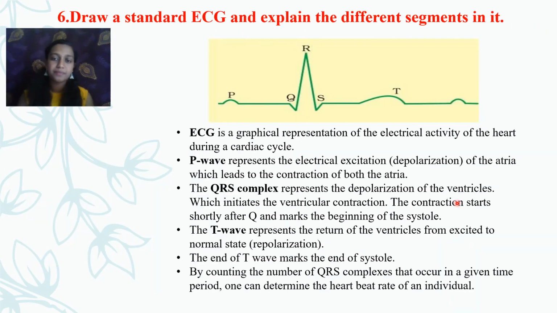And yeah, coming to the last question, that is ECG. They'll ask, draw a standard ECG and explain the different segments in it. So this is the pictorial representation. So this is the electrocardiogram. The ECG is a graphical representation of the electrical activity of the heart during a cardiac cycle. So we could see P, Q, R, S, T. These are the markings. So what are these?